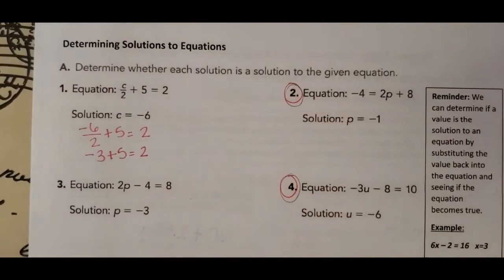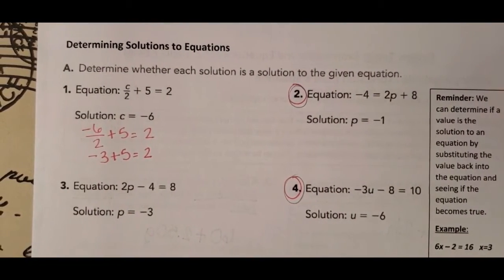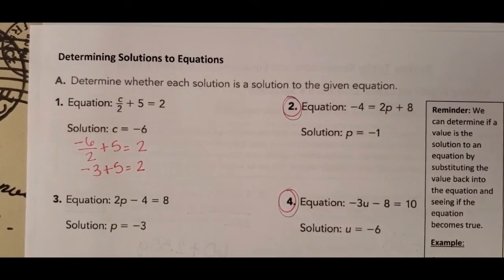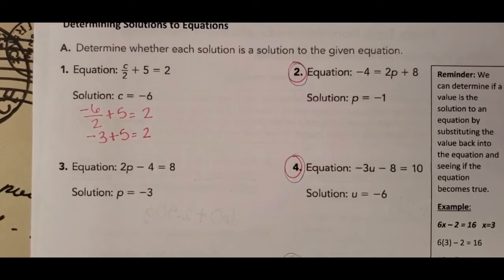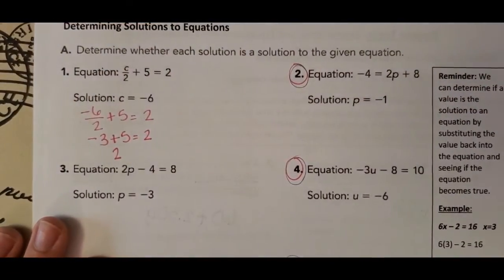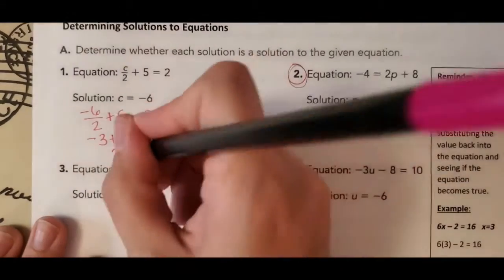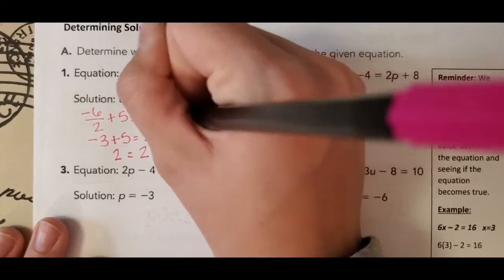And now we're thinking back to our integer rules of adding. If they are different signs, it means that you are going to subtract. So 5 minus 3 is 2, and it's going to be positive because 5 is bigger. So does 2 equal 2? Yes.